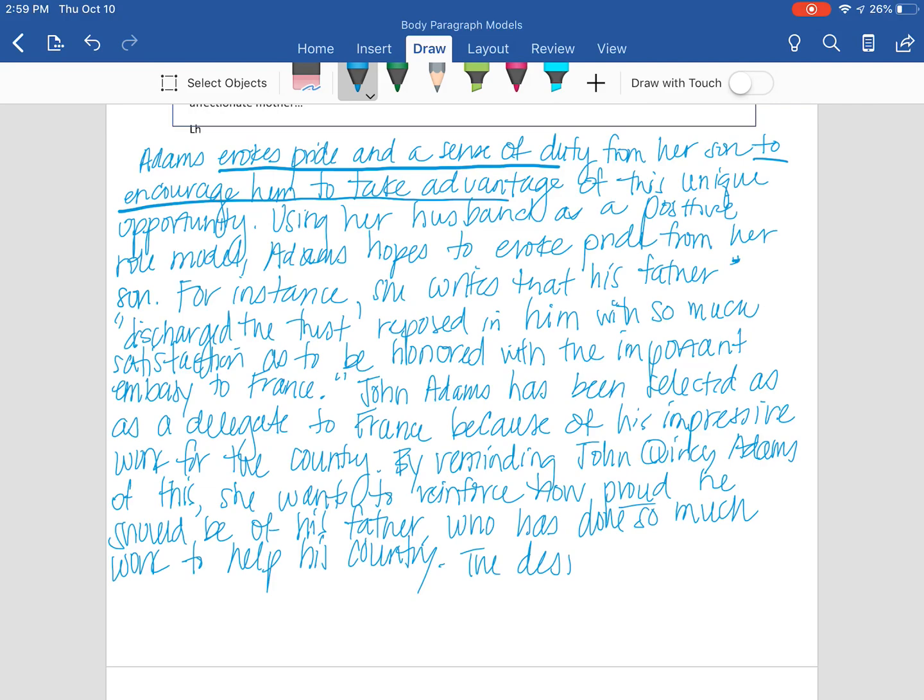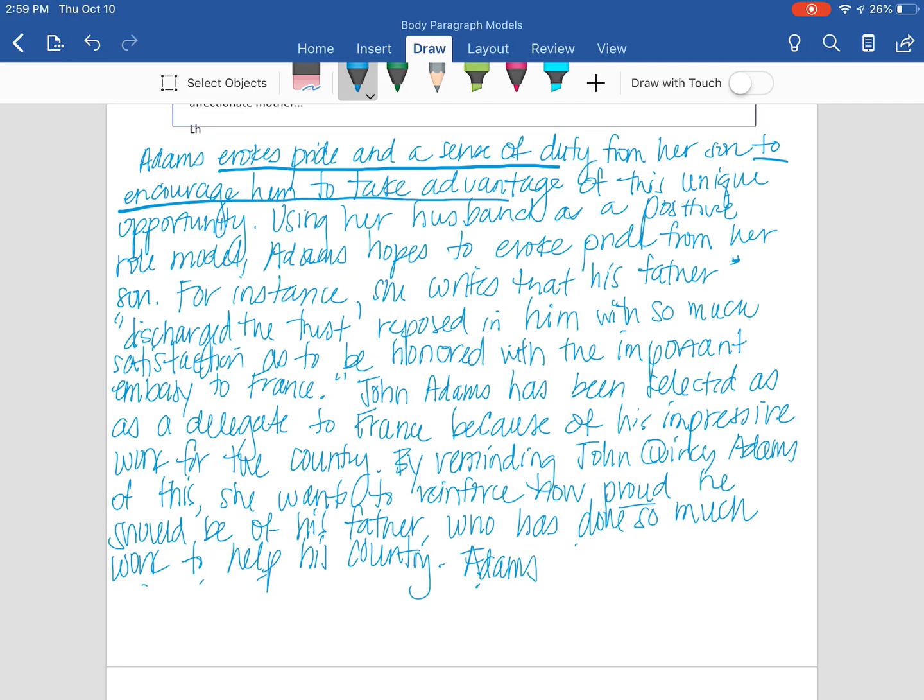The desired outcome of this pride is that he will... okay, that's awkward. I'm going to start over that sentence. I'm erasing things I don't want to erase. I should have just crossed it out. Okay. To help his country.